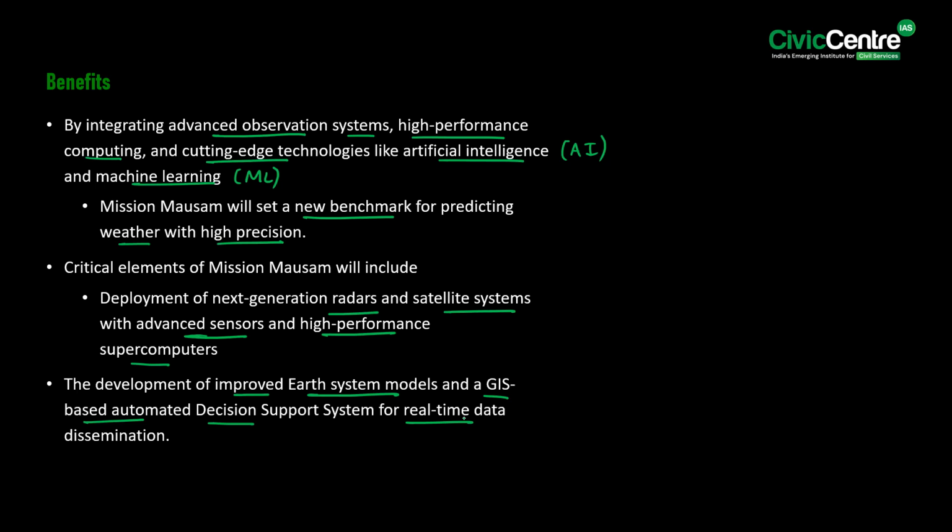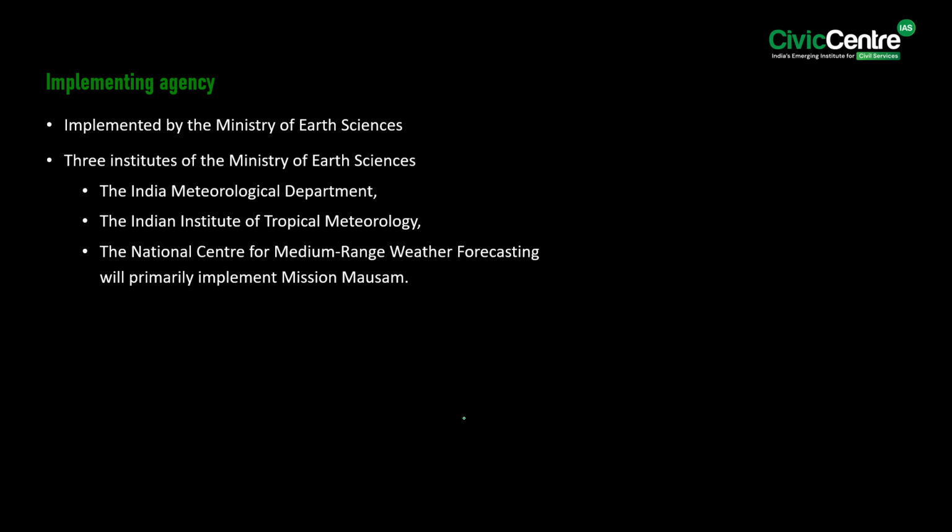For your information, the implementing agency of Mission Mausam is the Ministry of Earth Sciences. Here, the three institutes of the Ministry of Earth Sciences, those are the India Meteorological Department, the Indian Institute of Tropical Meteorology, and the National Center for Medium Range Weather Forecasting, will primarily implement Mission Mausam.